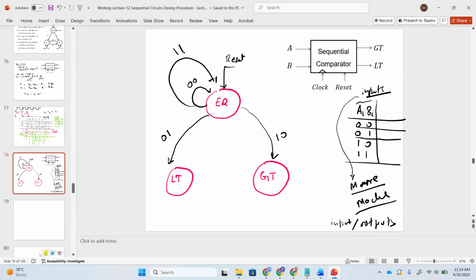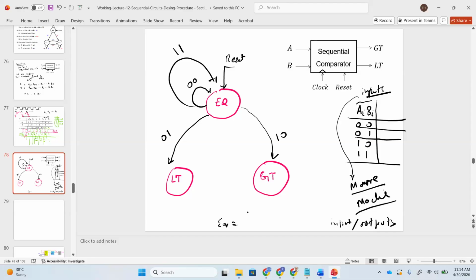Yes, please go ahead. For the Moore machine, the output only depends on the current state, and for the Mealy machine, it's... Yes, the output depends on the current state. Can you see inside the equal state? Basically, we can have three outputs for it. Okay, now I will explain it. No problem. So now let's assume you are in the equal state.